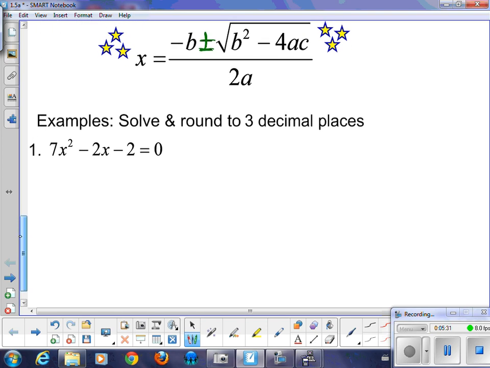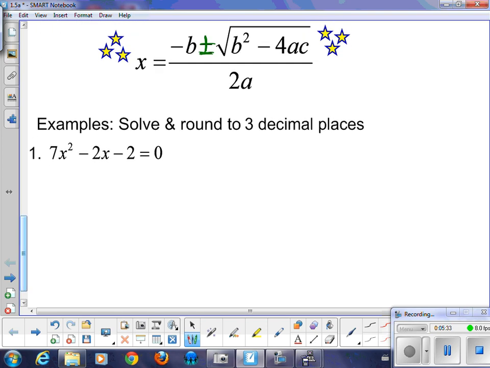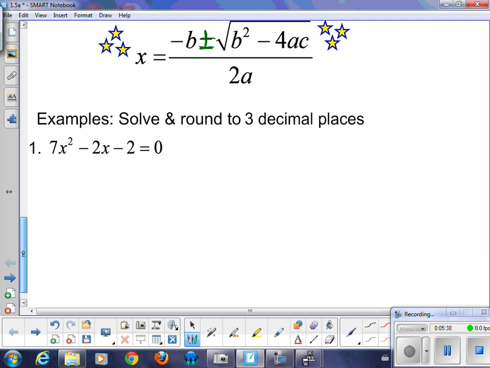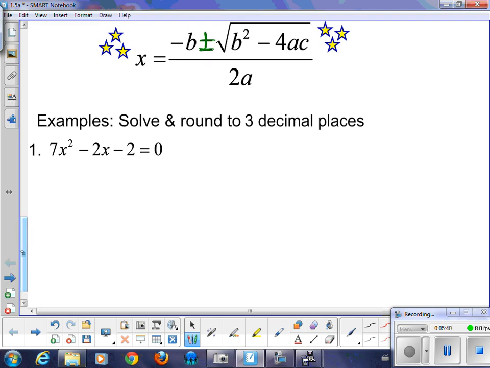So the first example says solve and round to 3 decimal places. So the first thing I want to do is I do want to try to see if I can factor it. Because actually factoring is faster and less chance of an arithmetic error than the quadratic formula. I'll tell you right now, this cannot be factored, so it means I'm going to have to bring out the quadratic formula, and I would expect that every time you have to use it, that you actually write down the formula. Just don't start substituting things in.